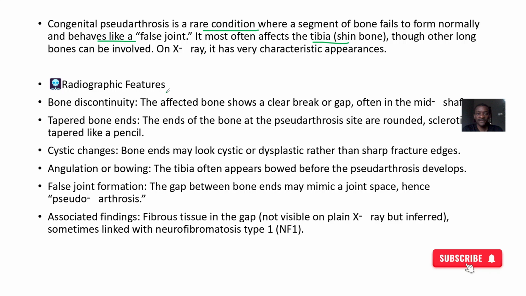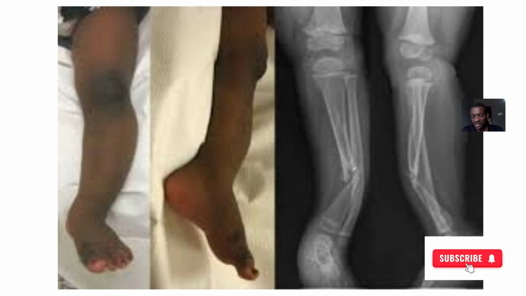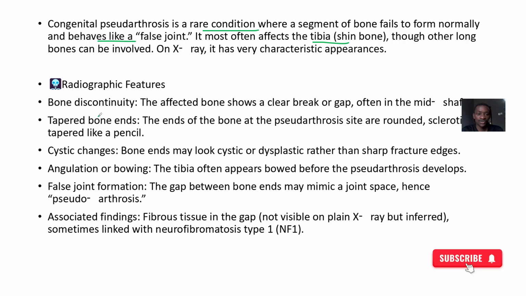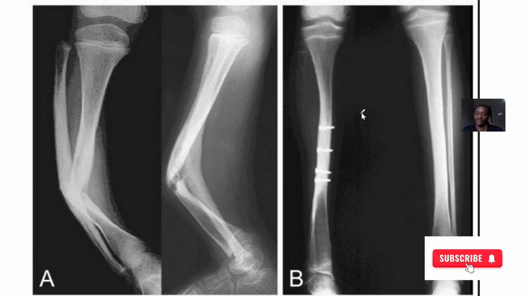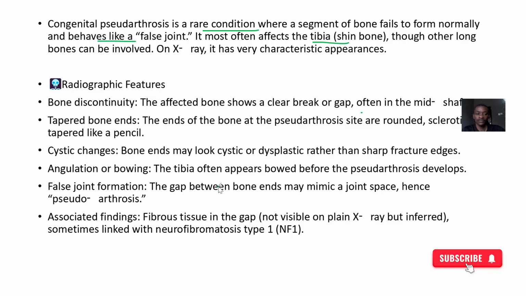So radiographic features is what? Can you see how a bone is kind of like discontinuing? Okay, so this bone discontinuity. So the affected bone will show a clear break or gap. I seen it. Very pure, very clear. I seen it. Tapered bone ends.